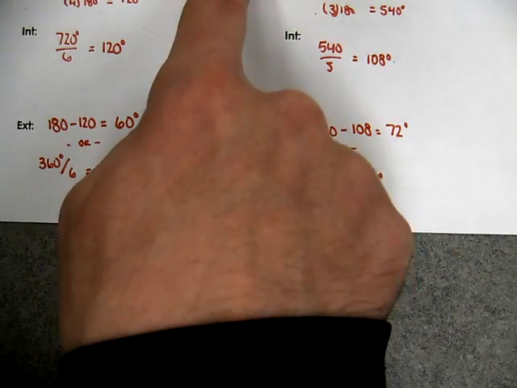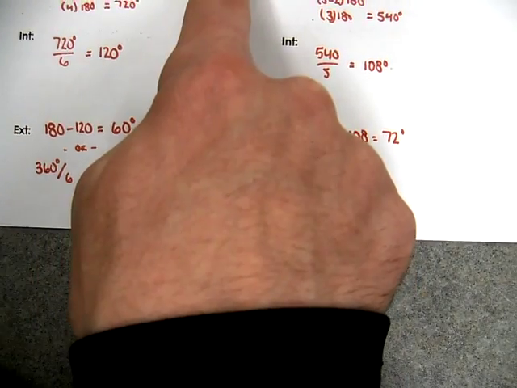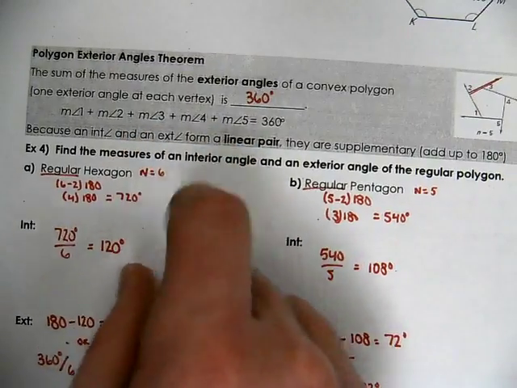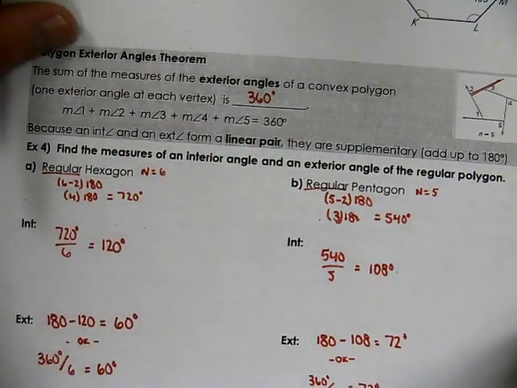The one thing you do need to remember, though, is that the interior and the exterior form a linear pair. So interior and exterior form a linear pair. That is worth noting.